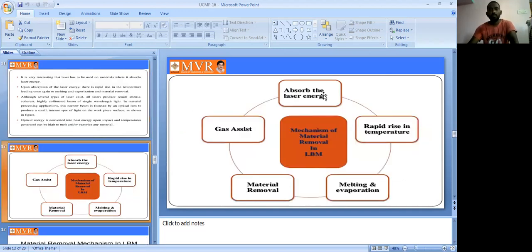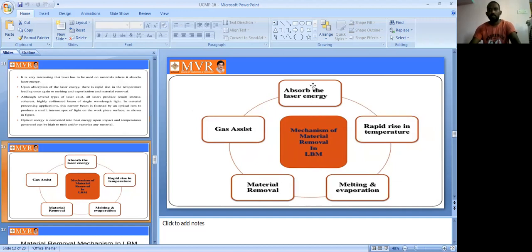సో see here అమ్మా, absorption of the laser energy. సో see here, mechanism of material removal process, LBM ప్రాసెస్. మెటీరియల్ రిమూవల్ ప్రాసెస్ అమ్మా. సో ఎలా జరుగుతుందంటే చూడండి, absorption of the laser energy, rapid rise in the temperature, melting, vaporization, material removal, gas exchange. So it is the mechanism for the removal of the material in the LBM.